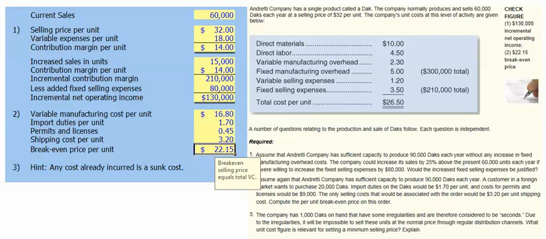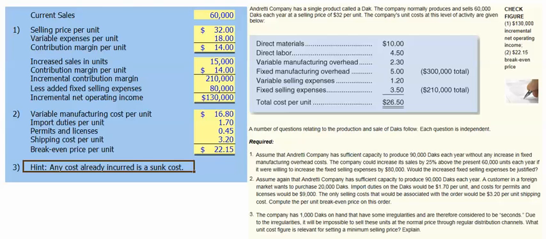For question number 3, we're told the company has 1,000 DACs on hand that have some irregularities and are therefore considered to be seconds. Due to the irregularities, it will be impossible to sell these units at the normal price through regular distribution channels. What unit figure or unit cost is relevant for setting our minimum selling price? We're not going to work through this problem, but I'll give you a hint. Any cost that we've already incurred is a sunk cost and won't be relevant for setting our minimum selling price.